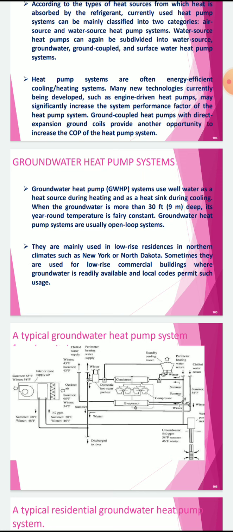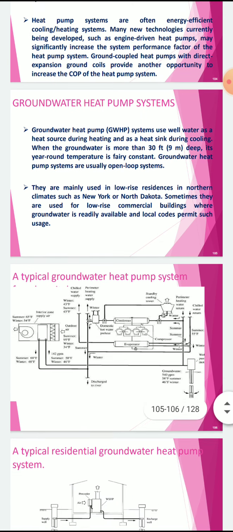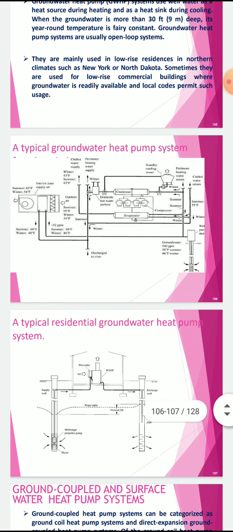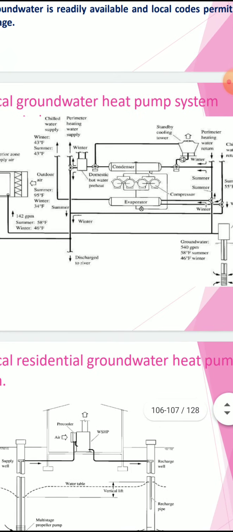They are mainly used in low rise residences in northern climates such as New York or North Dakota. Sometimes they are used for low rise commercial buildings where groundwater is readily available and local codes permit such usage. A typical groundwater heat pump system is shown in the figure.